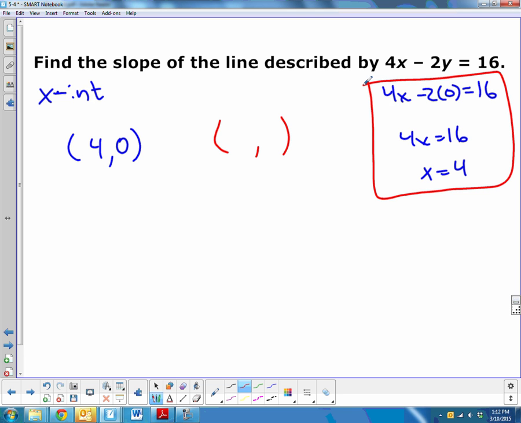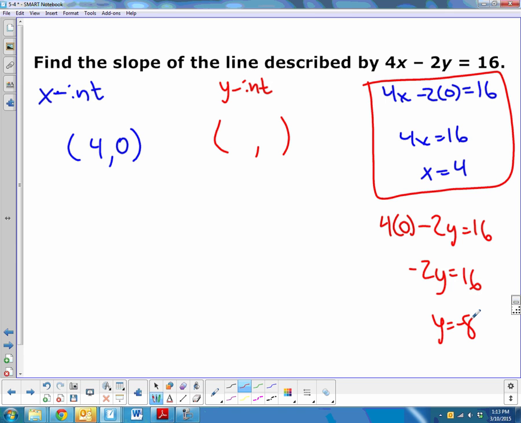Now let's do another one. We'll do the y-intercept. Again, I pretend that x is 0 because when the graph intersects the y-axis, we end up with a y value and x is 0. So minus 2y equals 16. Negative 2y equals 16. So y would have to be -8 because -2 times -8 equals a positive 16. So 0, -8. Now that I have those 2 points, I can apply my slope formula.